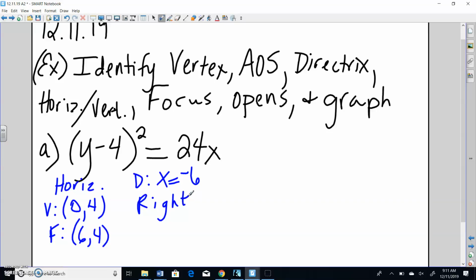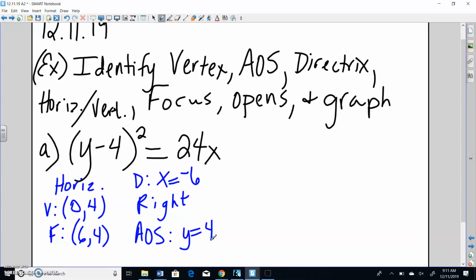Is that the only thing I'm missing here? Vertex, axis of symmetry, directrix, horizontal, vertical, focus, opens right, and then we're going to graph. So axis of symmetry, that's from before, and you should have that in your notes, I think. When it opens to the right, or if it's horizontal, your axis of symmetry is y equals whatever the y coordinate of your vertex is. So that would be 4.